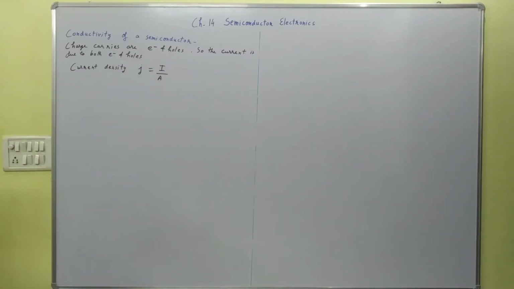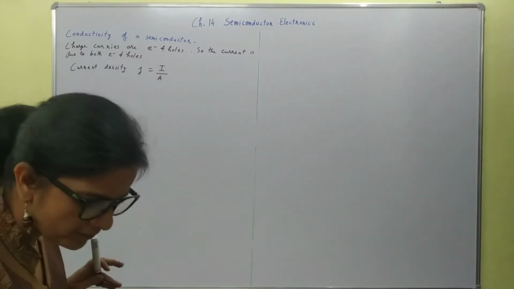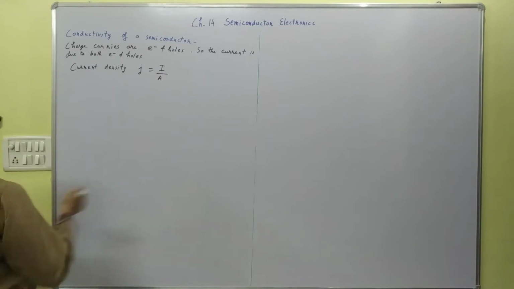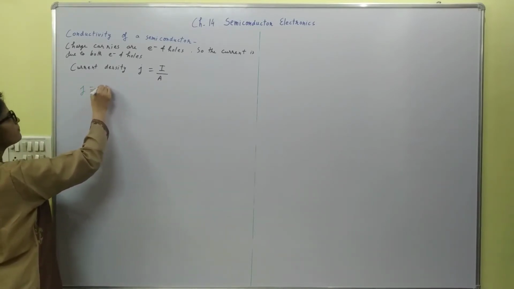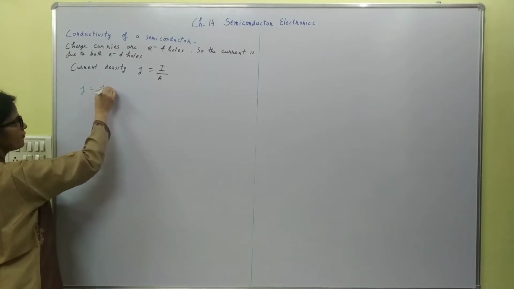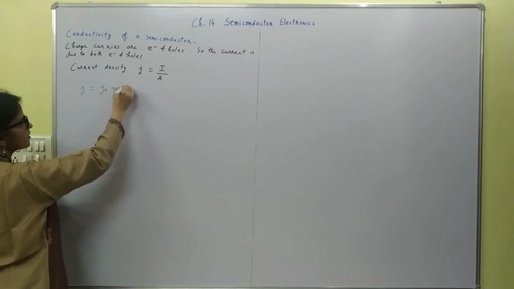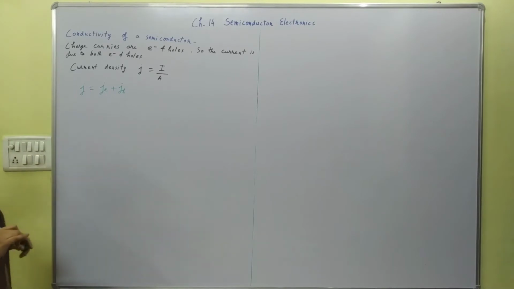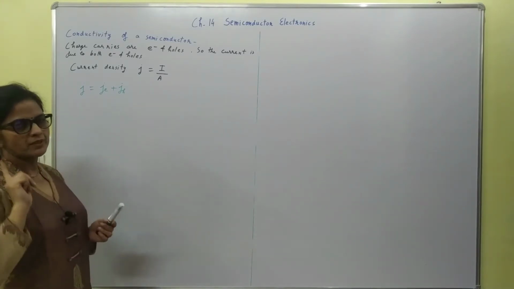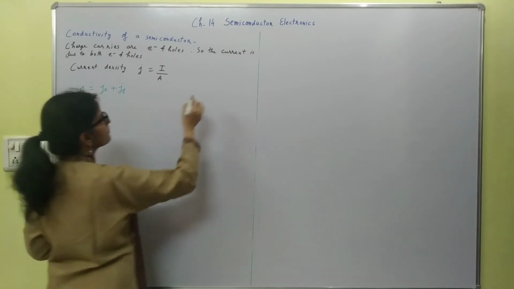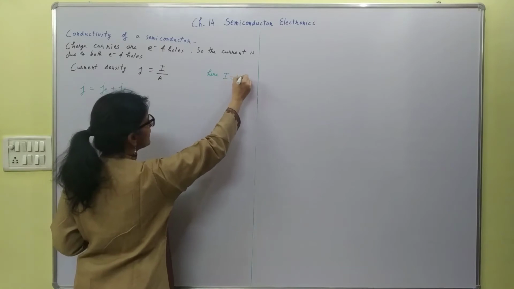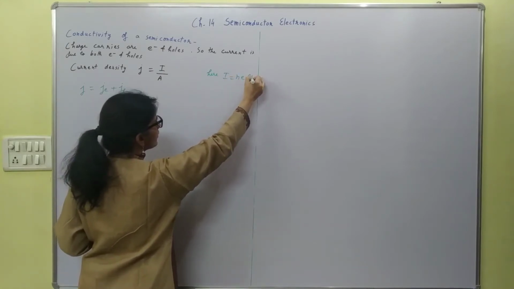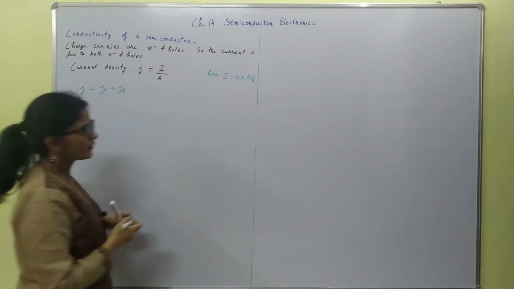Now the current density is given by current per unit area. So if we want to write the total current density, we can write it as the current density of electrons plus the current density of holes, right? And this current formula from chapter 3 is given as I is equal to NeAVd, where Vd is the drift velocity.